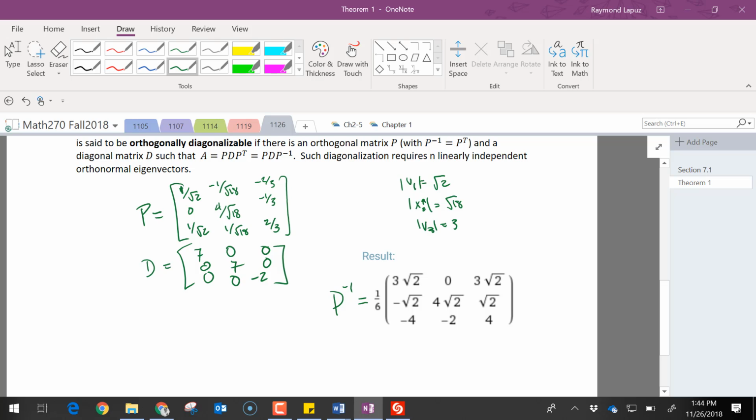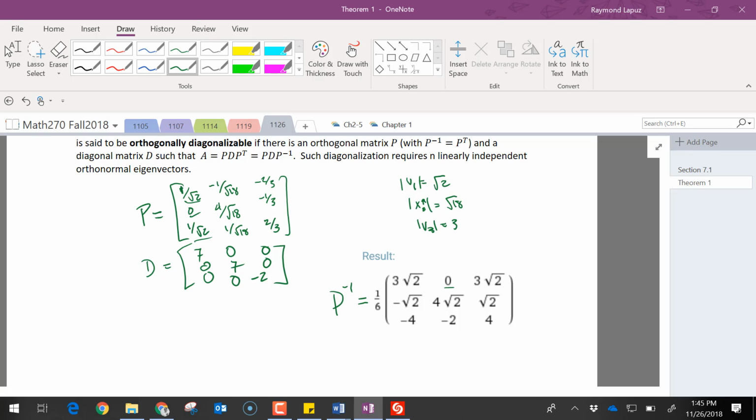P inverse, according to Wolfram, looks like this. But if you look at it and divide everything by 6, this is root 2 over 2, which is the same as that. We have 0. And if we divide this by 6, this would be root 2 over 2 again. And then this next one is square root of 2 divided by 6. That's if you, well, it's true. It's a transpose.